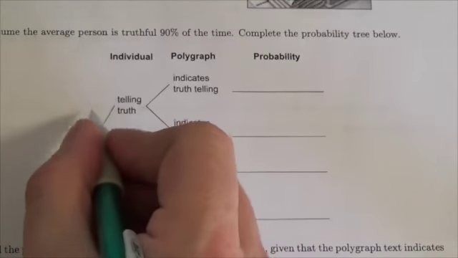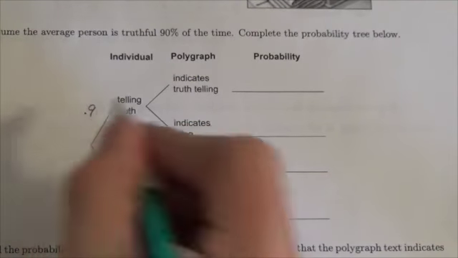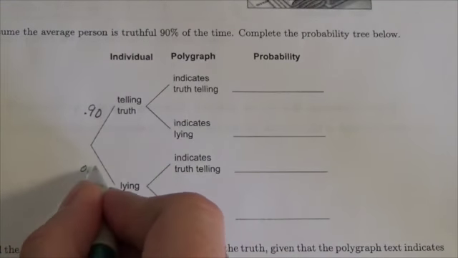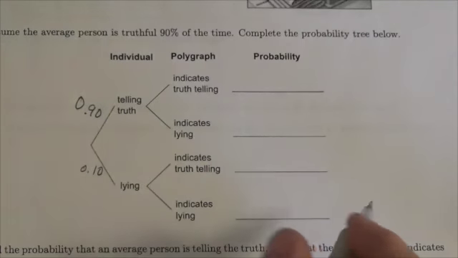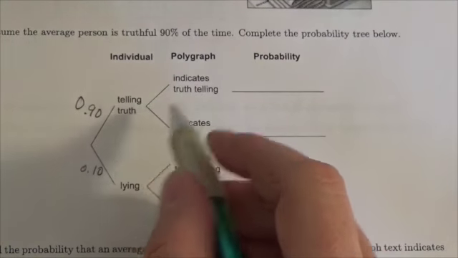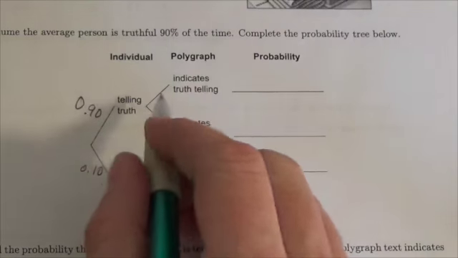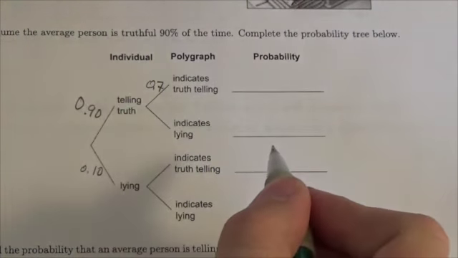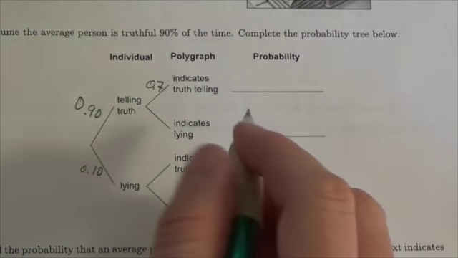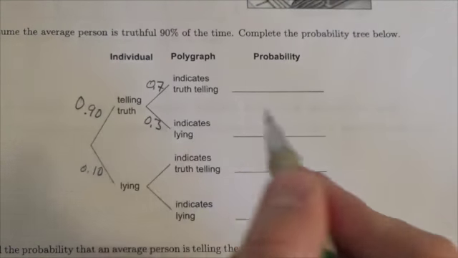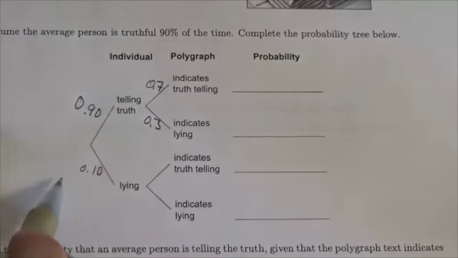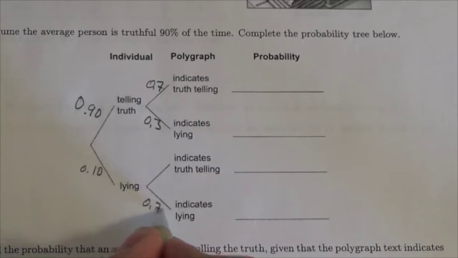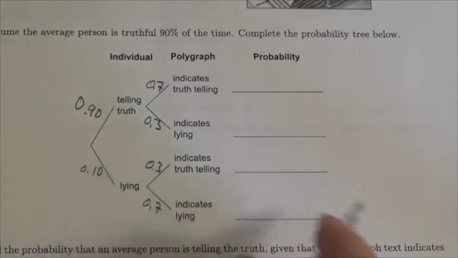So we know that 90% of the time people are going to tell the truth, and 10% of the time they're going to lie. Now, if someone's telling the truth, we've already been told that 70% of the time the lie detector will indicate that that's true. However, 30% of the time it'll get it wrong. If you're lying, 70% of the time it'll catch it and 30% of the time it won't.